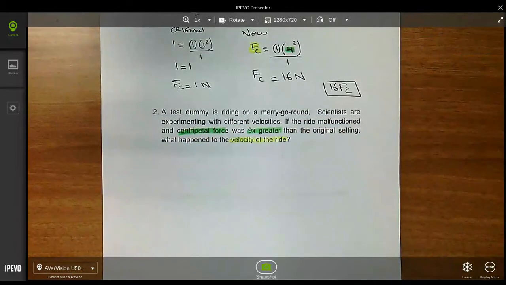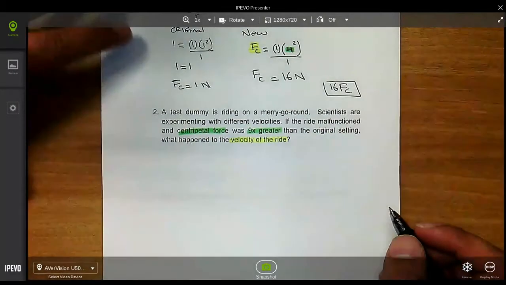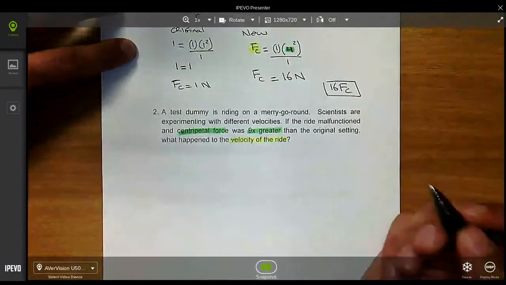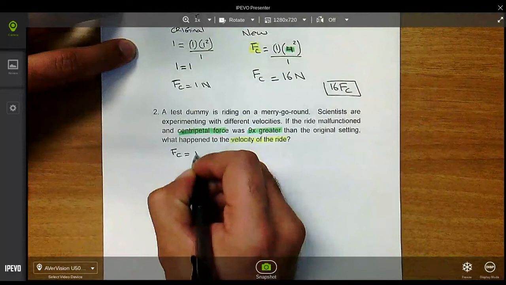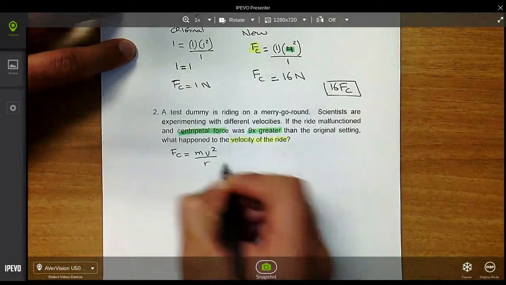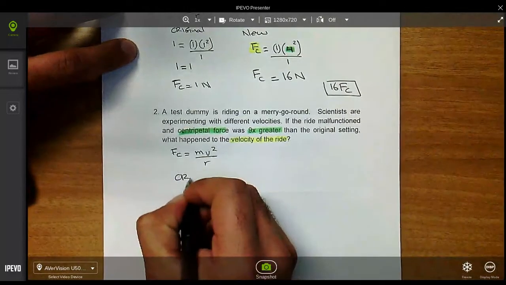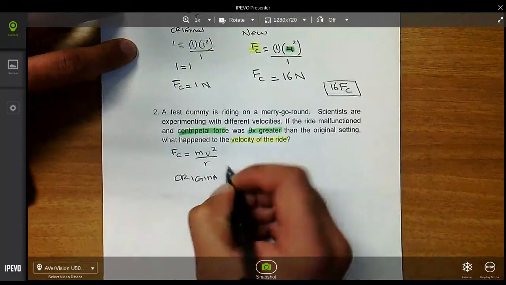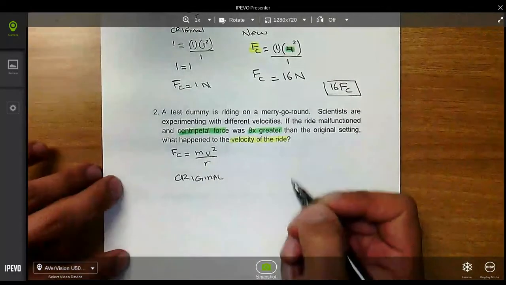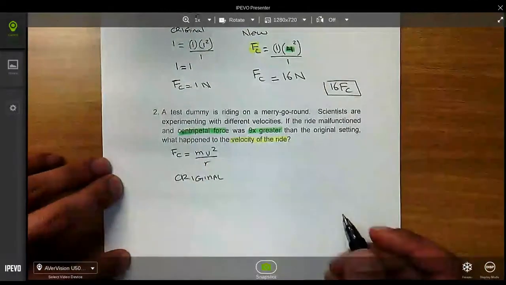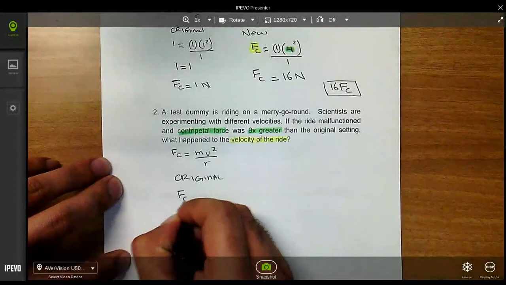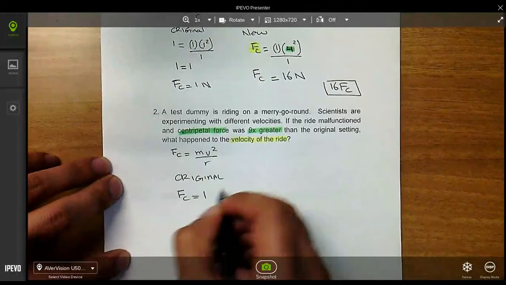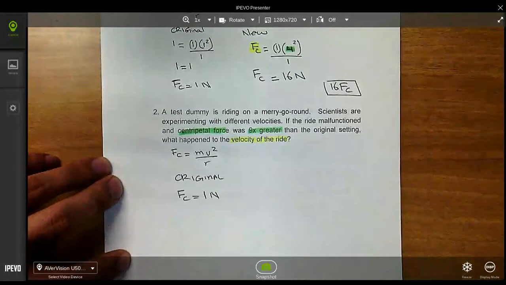So again, this is a problem where they don't give us values, which means we are set to go ahead and select our own. Again, we're dealing with centripetal force, so our equation is still the same. Fc is equal to mass times velocity squared divided by r. I'm going to go ahead and write original. Since I've already done this once, I'm not going to rewrite all of that. I know my original should be 1, so I'm going to say that the centripetal force is equal to 1, or 1 Newton.